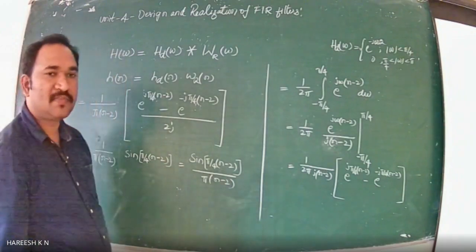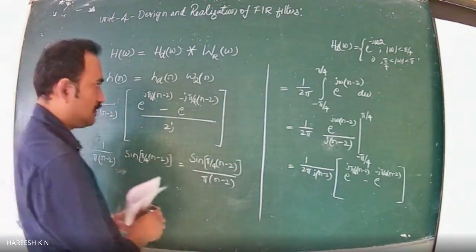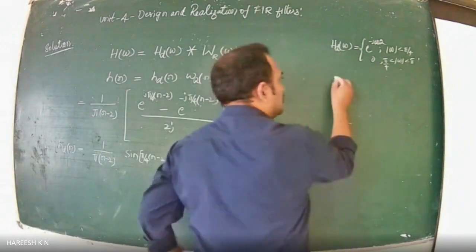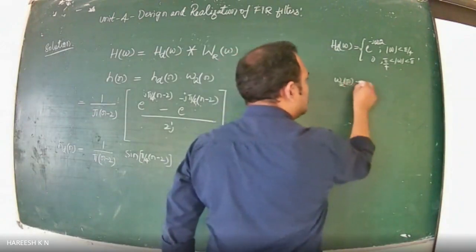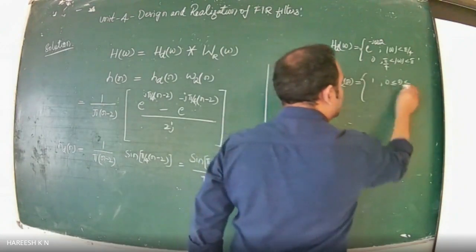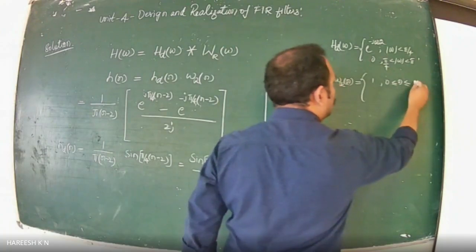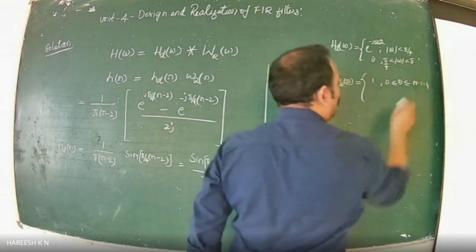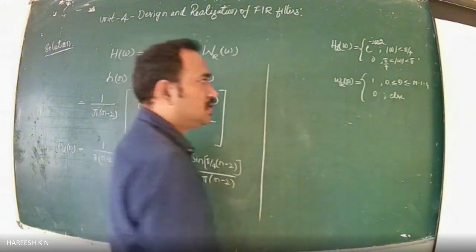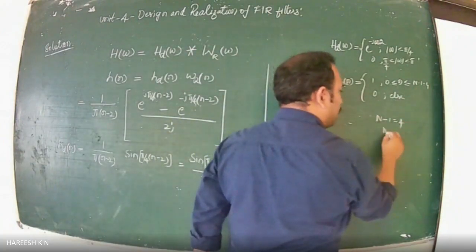The window function has been given. The window function which was given is wr of n equal to 1 for n greater than or equal to 0 and less than or equal to capital N minus 1, which is equal to 4, and 0 elsewhere. This is the window function that is being given. Therefore, from this we have arrived at the conclusion that capital N is equal to 5.